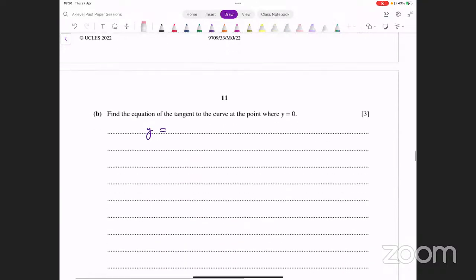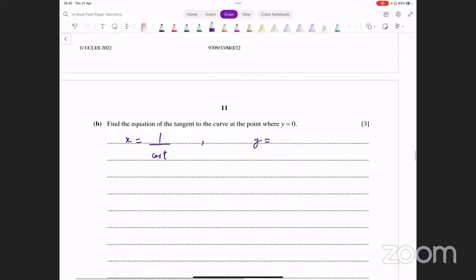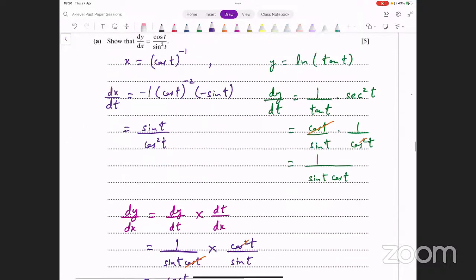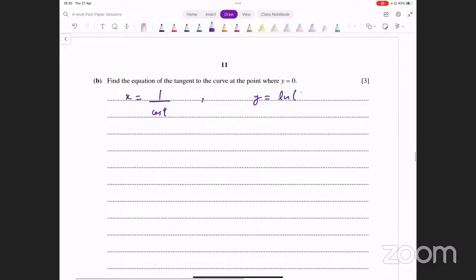In fact, वो parametric equations हैं, वो हम यहाँ पे लिख लेते हैं. X equals 1 over cos t and y equals ln of tan t, right? These are the two equations that we have.